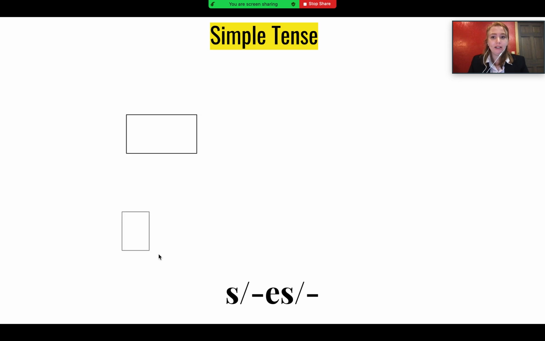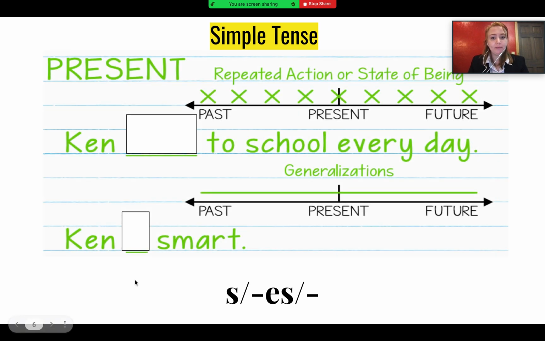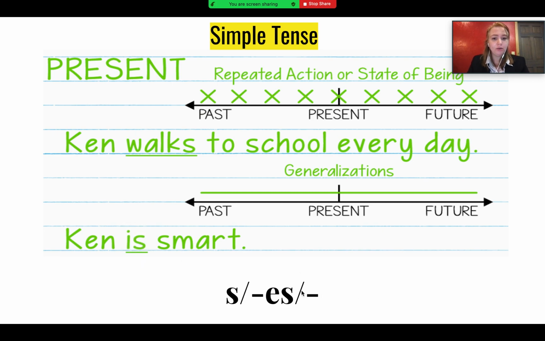When we're looking at the present form of simple tense, we are always going to add a form of es at the end. So repeated action, state of being, or generalizations come in this form. But this can also be in the form of nothing, or just an s at the end, depending on the type of verb. So Ken walks to school every day, we're adding the s at the end. That is a form of es, we just dropped the e, so that's why the s is here. Ken is smart is just a plain generalization, so we don't really add anything besides is.